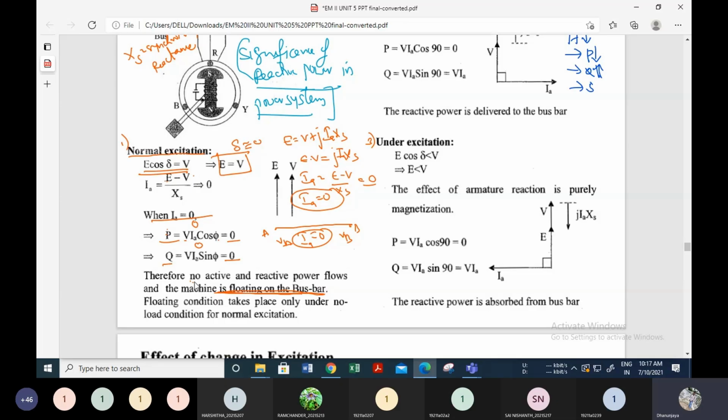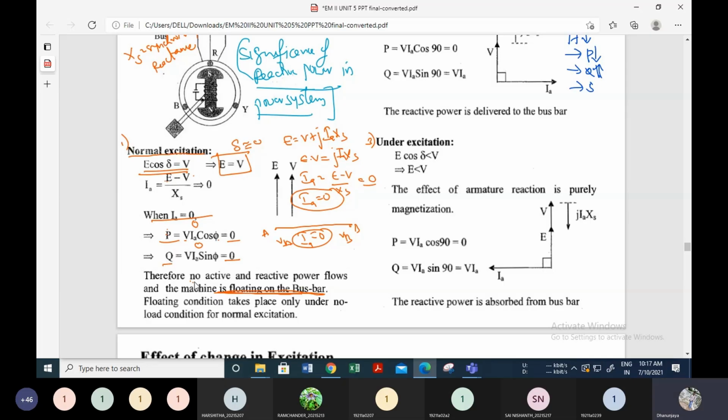So both are having equal voltages. This is the generated voltage and this is the terminal voltage. For your information, generator voltage is E and terminal voltage is V here. These three terminals carry the terminal voltage. So under this condition, there is no power transfer. Active power and reactive power transfers are not taking place here. So that's the reason we can say that it's a floating on the bus bar condition. This floating on the bus bar condition takes place under the normal excitation.